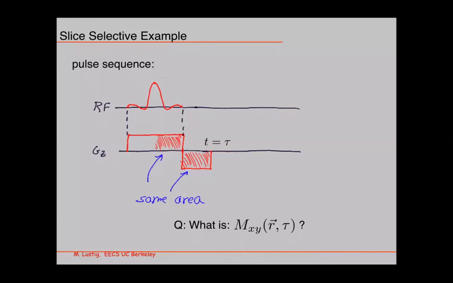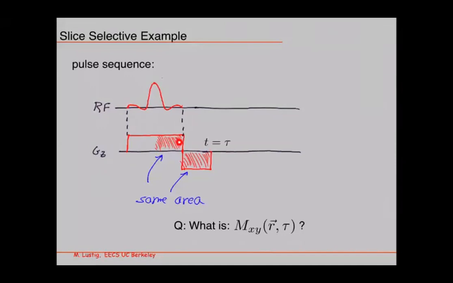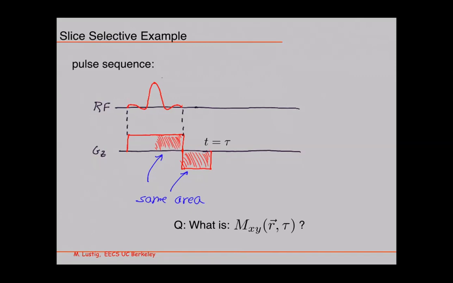Okay, so now I want to talk about a select topic, which is slice selective example. In this case, we have the following pulse sequence, where we have some RF, let's say a sinc pulse or some other pulse, and we have that in the presence of a gradient. So the gradient is on during that time. This is slice selection, and the gradient is on while the RF is on, and then there's this mysterious negative lobe that has the exact same area as this one. We didn't say what it is, but I did say that's necessary in order to receive a signal. It's not necessarily necessary for excitation, but it's necessary for receiving a signal.